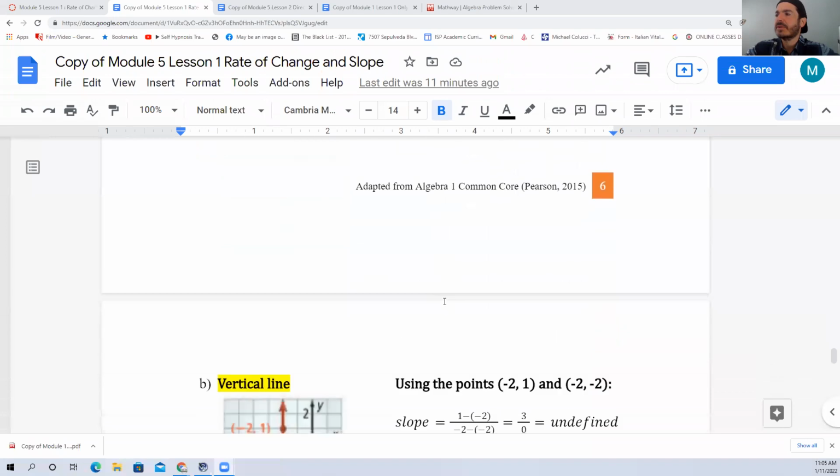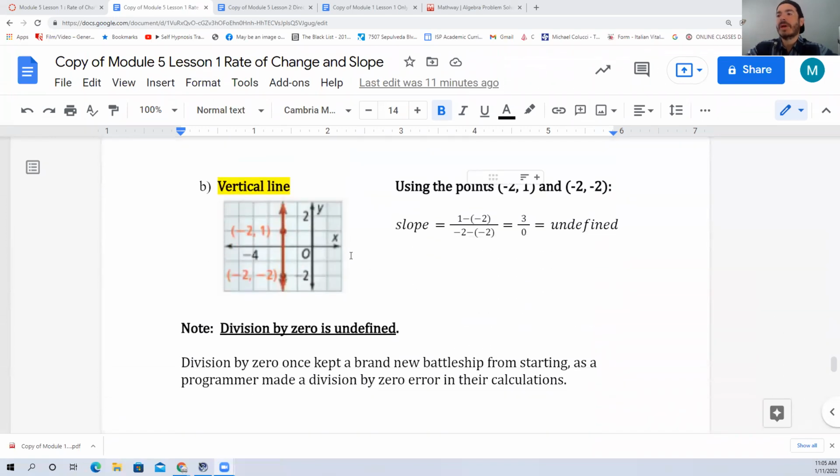Oh, I see. That's good to know. A vertical line is straight up and down. So if you notice, the y has value because they're different, 1 and -2, but the x's are the same, -2 and -2. So I just subtracted a number from itself.